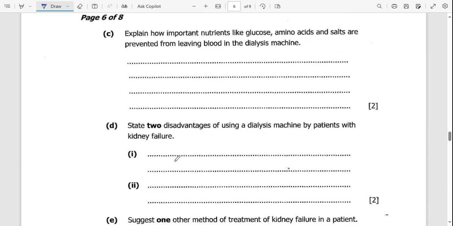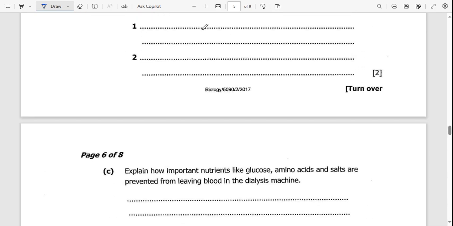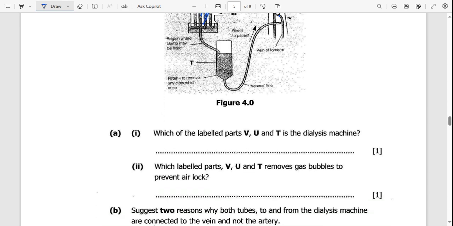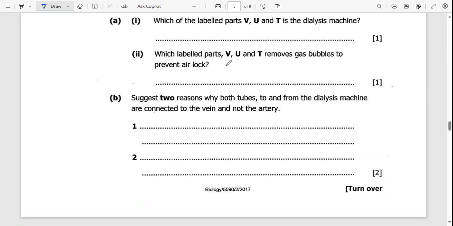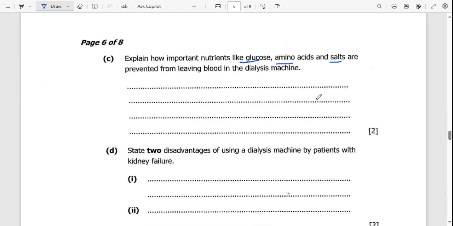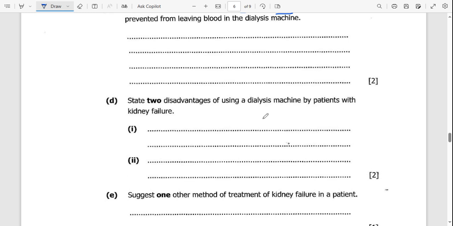Explain how important nutrients like glucose, amino acids, and salts are prevented from leaving blood in the dialysis machine. So the dialysis machine here is going to have a concentration of glucose, amino acids, and protein just like they are in blood. So if the concentration in the dialysis machine and in the blood is the same, these substances cannot move by diffusion. Okay, they can't move by diffusion.